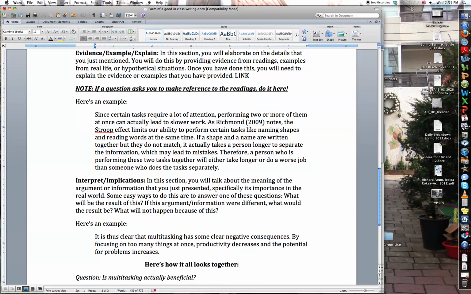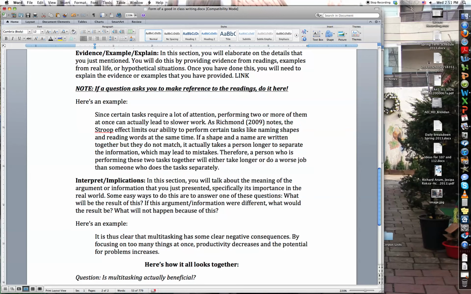So here's where my evidence comes from. As Richmond notes, the strobe effect limits our ability to perform certain tasks, like naming shapes and reading words at the same time. Now I'm going to explain that a bit more. If a shape and a name are written together but they don't match, it takes a person longer to separate the information, and that might lead to mistakes.